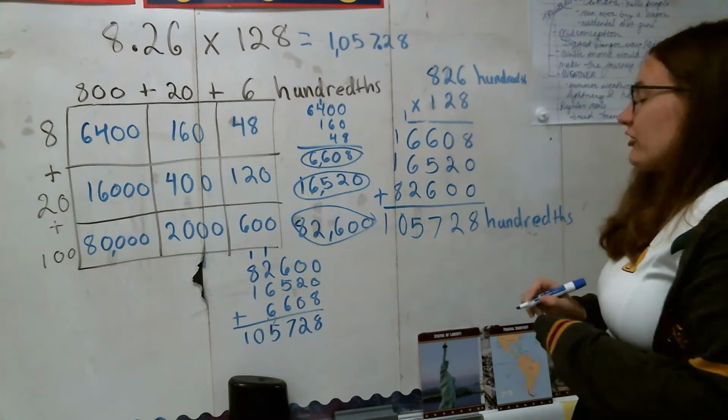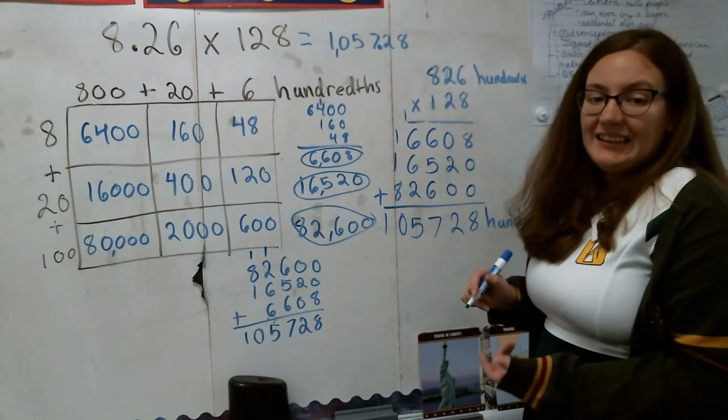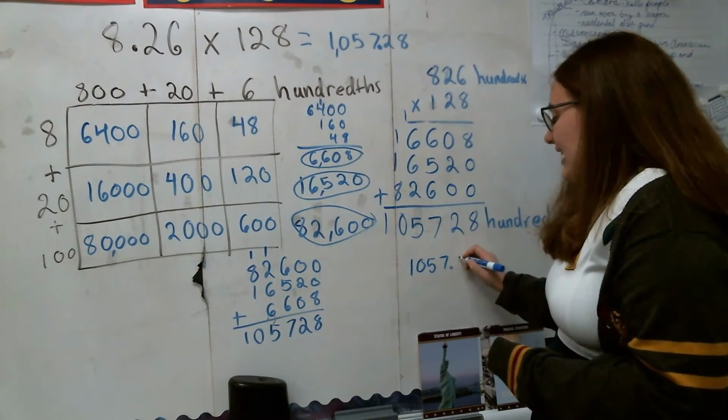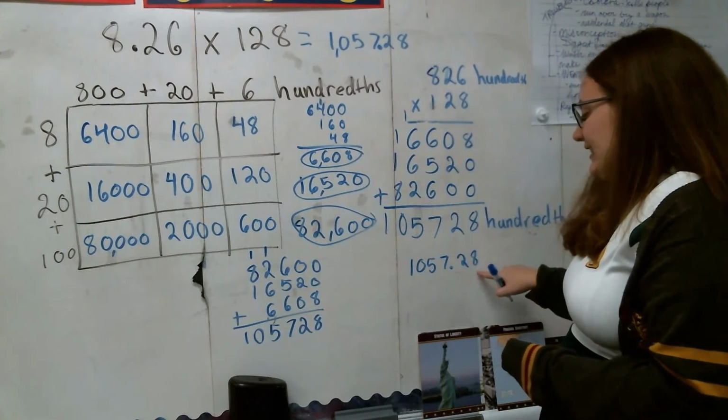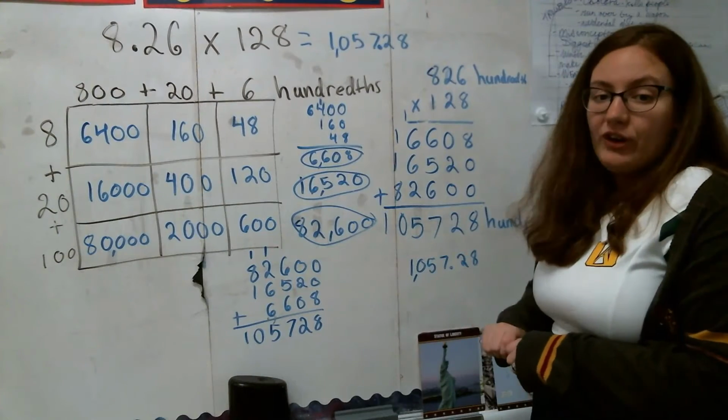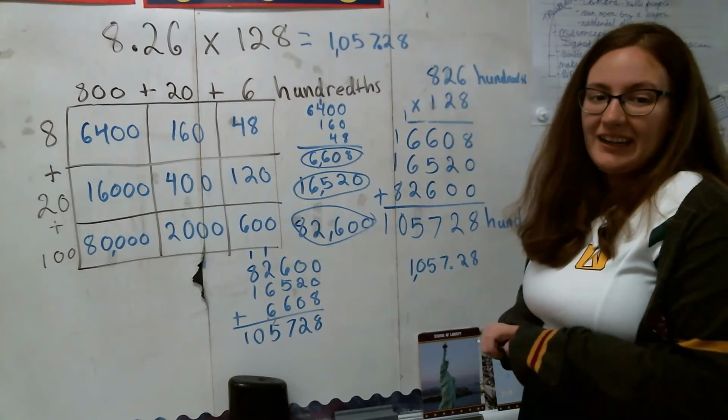But of course, I need to make sure I write this number in standard form or as a decimal. And to do that, I need to make sure that this last digit is in the hundredths place for, again, that final answer, 1,057 and 28 hundredths.